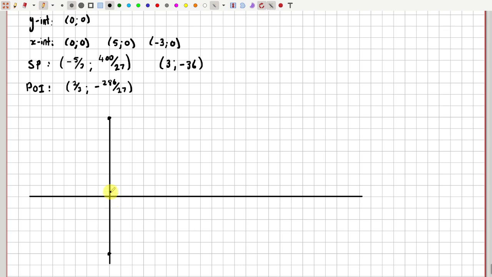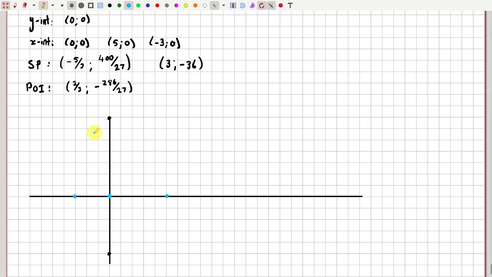So our y-intercept is over there. We see that's our x-intercept as well. Then we've got 5 and 0, and negative 3. Okay, so we'll try and fit this in, but we'll count in ones this time. 1, 2, 3, 4, 5. That's our one x-intercept. 1, 2, 3, negative 3 is over there.